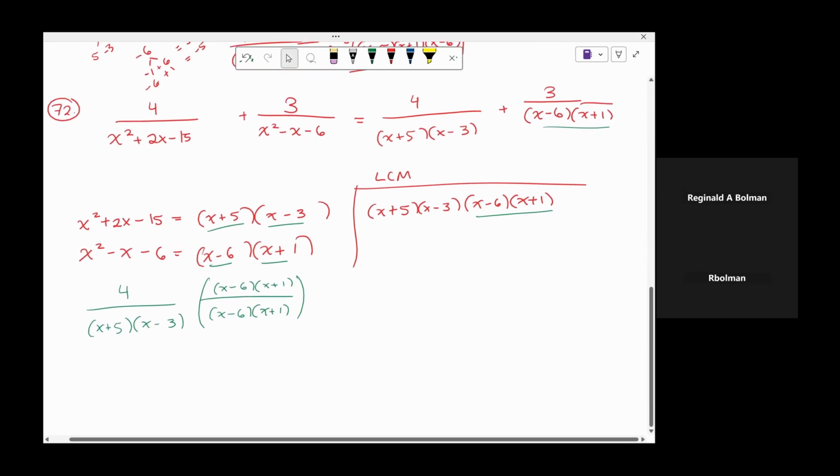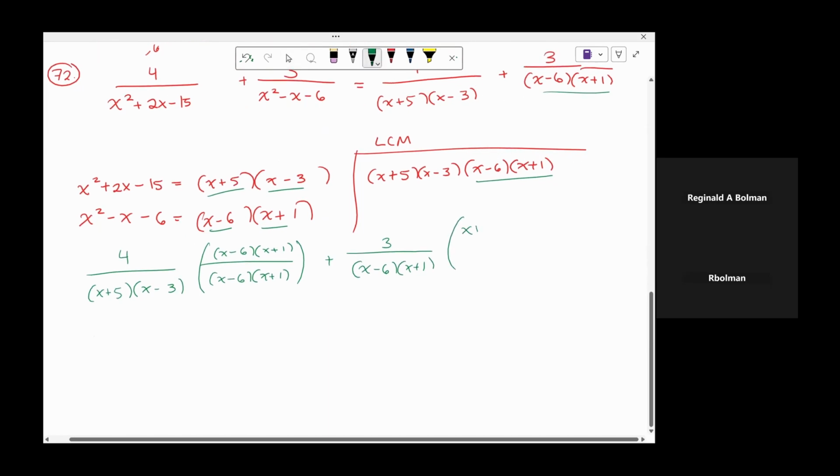So we're going to multiply the opposing base by this term 4, and we're going to add it with 3 over x minus 6 times x plus 1. That will be multiplied by its opposing base, which happens to be x plus 5 times x minus 3.